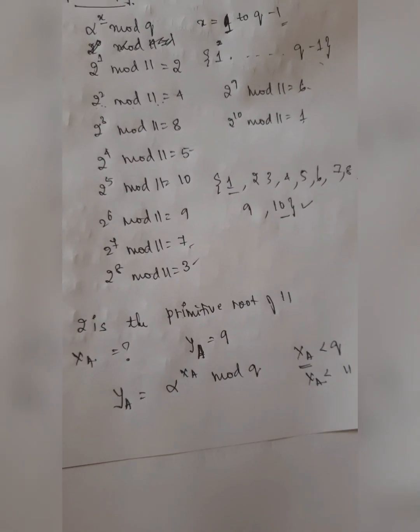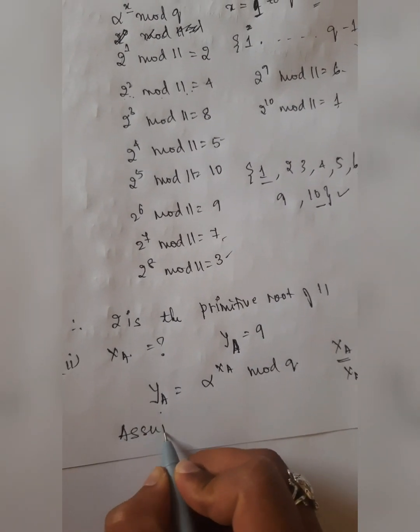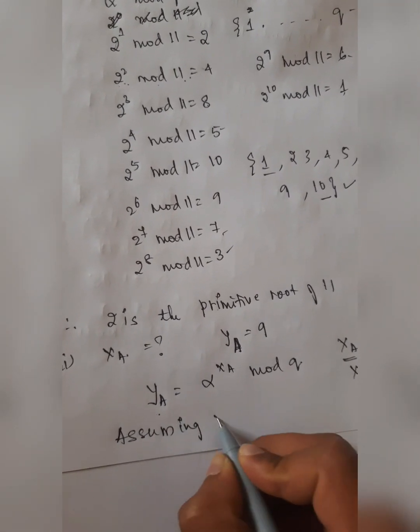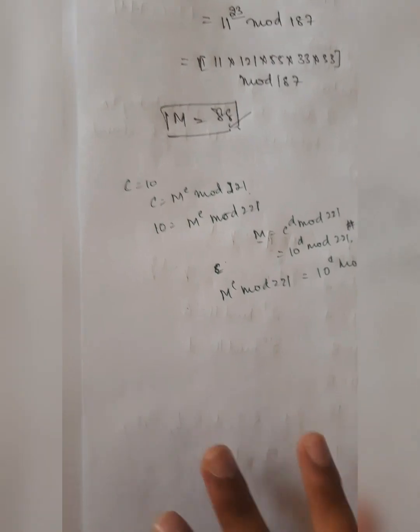Okay, so let us assume a number so that we can take this. Assuming xa to be 3. Okay, let's see what we get, right? Do we get 9 or do we get any other number? Okay, now xa is 3, right?